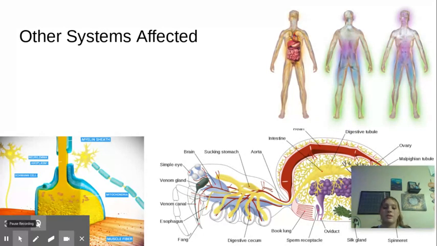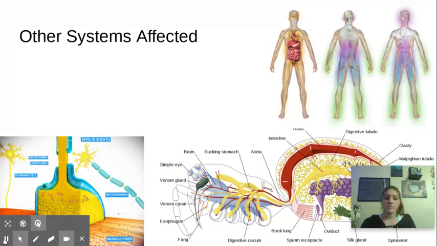And also, if you have severe kyphosis, you may also experience a lot of difficulties with walking and your balance and things like that. So that kind of stuff can happen with the nervous system being affected.